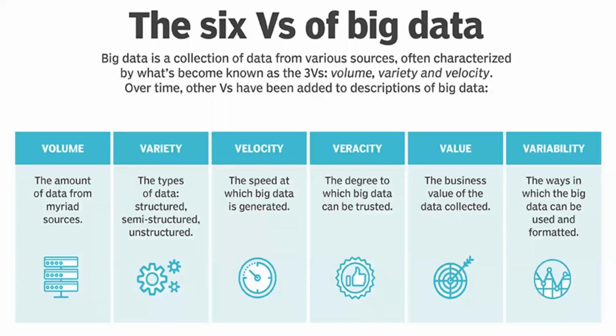So here is a one-liner explanation. I'll read it out for you. Then you can ask me any questions. I'll give you a minute's time. Volume means the amount of data coming from different myriad sources. Variety means the type of data. So broad classes are structured, semi-structured, unstructured. Velocity means the speed at which data is generated. Veracity means the trustworthiness of the data. Value means the business value which we can bring out of the data we have collected. Variability means the ways in which the big data can be formatted and used, different types.